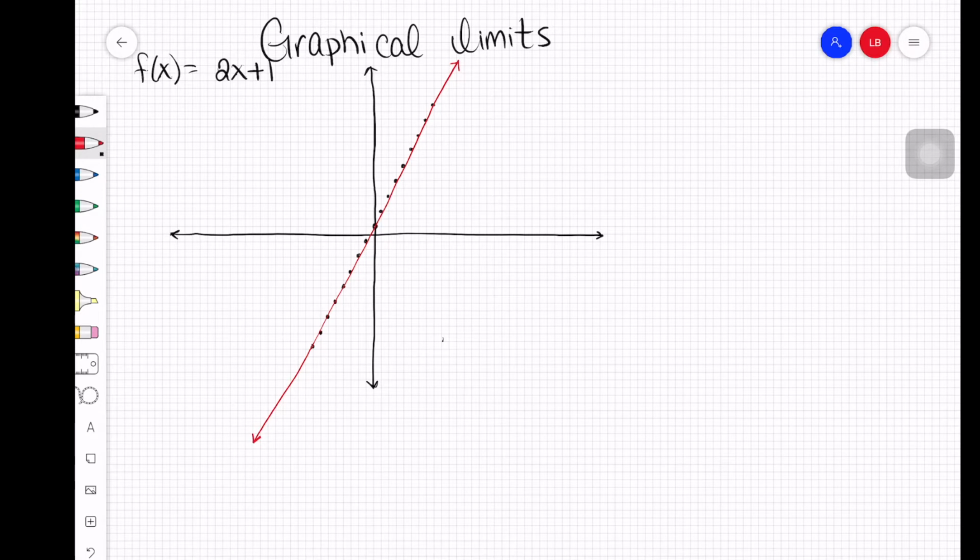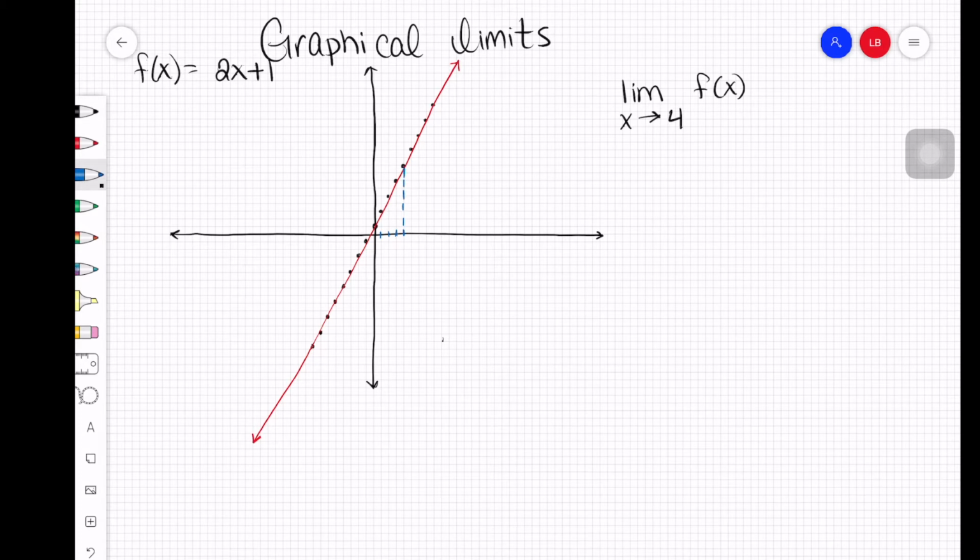But it's here. And we're going to use this to find the limit as x approaches 4 of f of x. Okay, so let's find 4 on my graph. So here is x equals 1, x equals 2, x equals 3, and x equals 4. So 4 is right at this line, okay?